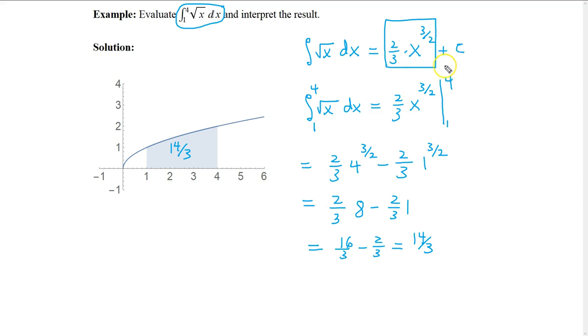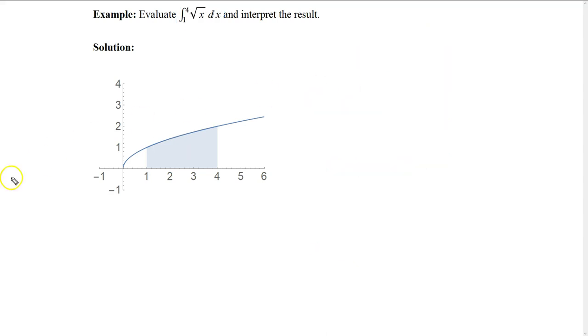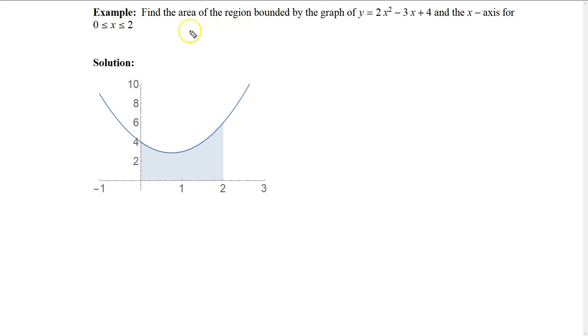Let's take a look at another example. Here we want to find the area bounded by the graph of y equals 2x squared minus 3x plus 4 and the x-axis for x between 0 and 2. And right here is what we want to find. This is our function, 2x squared minus 3x plus 4, and we want to find the area of this shaded region. Well, all we have to do is evaluate this.